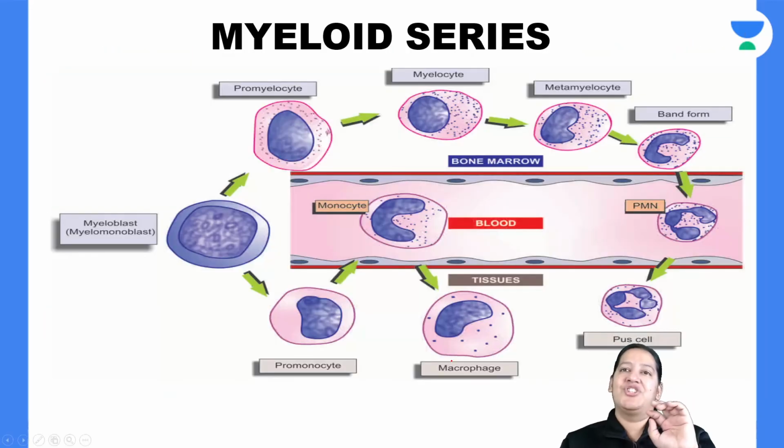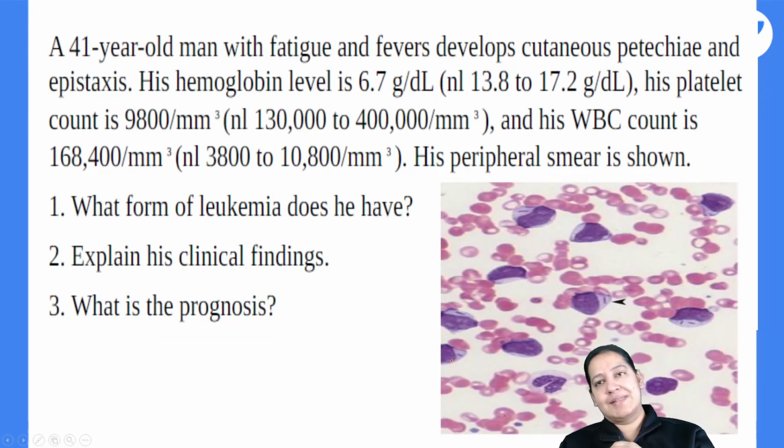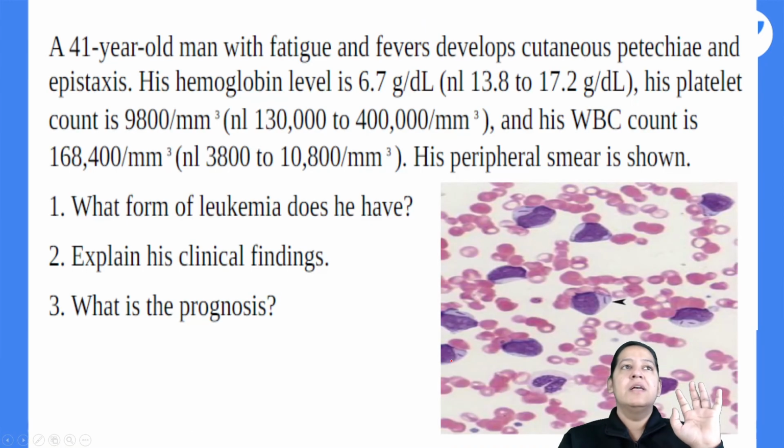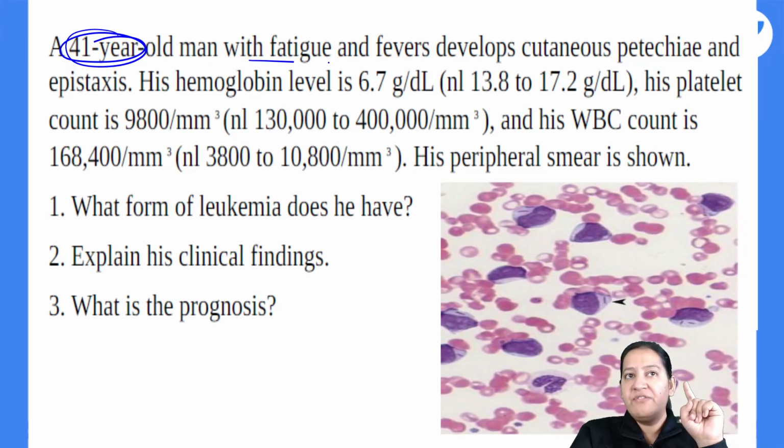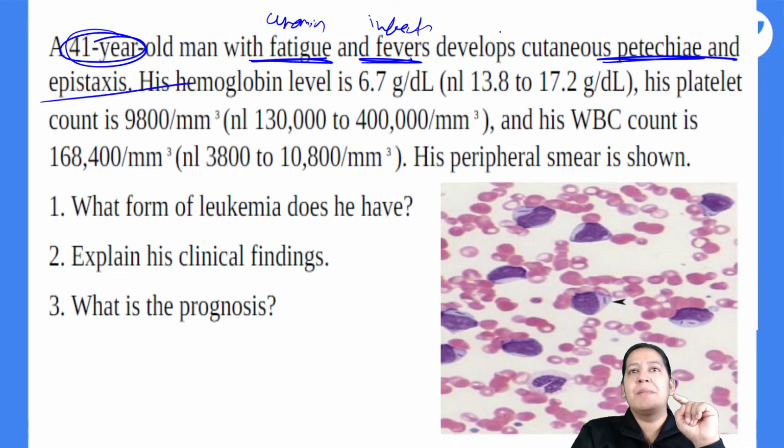So that was the first question. Coming to the second question. I will read it for you, and I will show you the image separately also. A 41-year-old male presents with fatigue. Fatigue means anemia. Fever means infection. And petechiae and epistaxis mean bleeding. The patient is having bleeding, that's why petechiae and epistaxis.